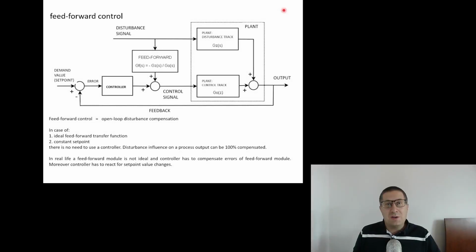So now let's talk about the feed-forward control. Let's talk about compensating the disturbances in the open loop. This is a very popular, it's better to say it's a standard approach in plants to compensate disturbances in this way.